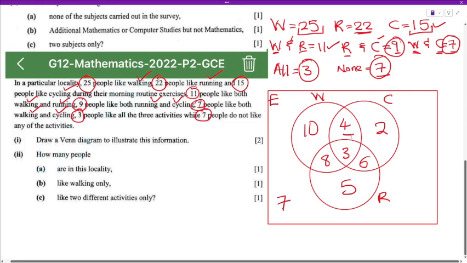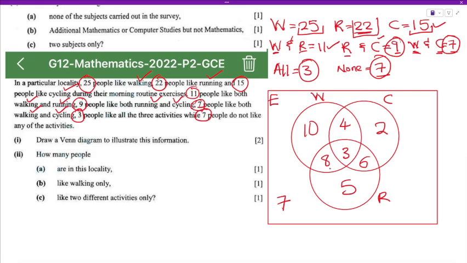We proceed to running. Running, what do you have? We have 22 there. Let us add. Okay, 8 plus 6, 14, plus 3, 17, plus 5, 22. Correct.